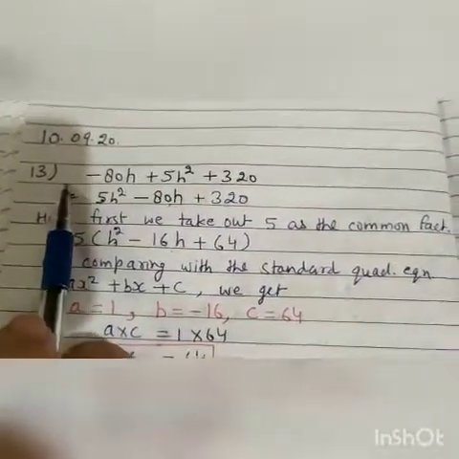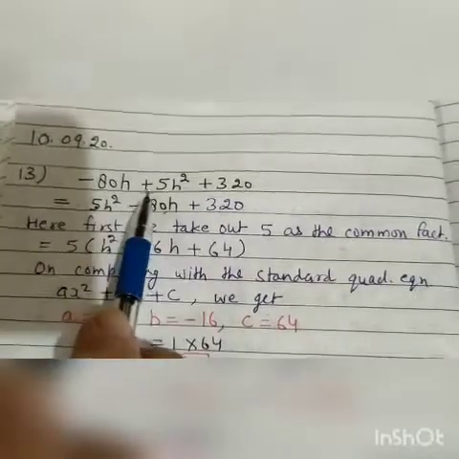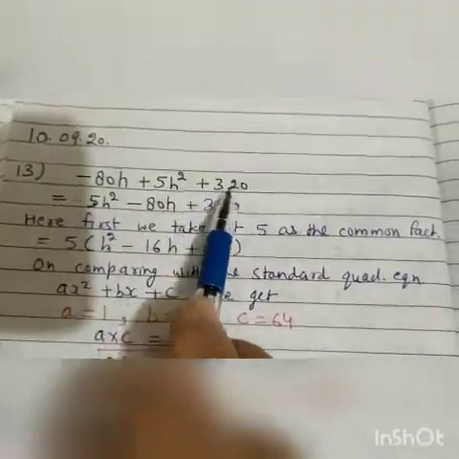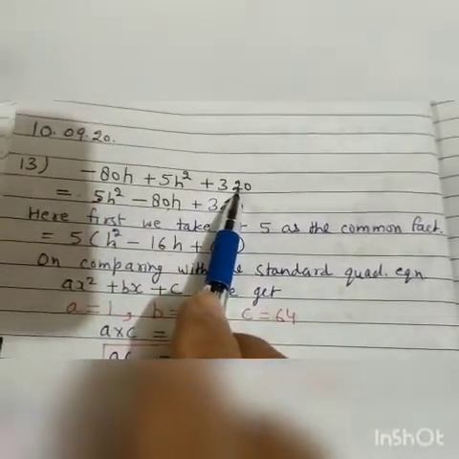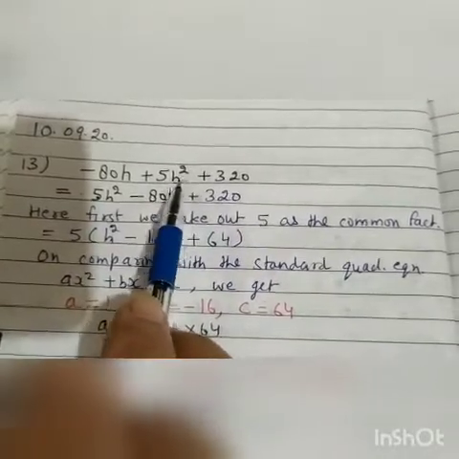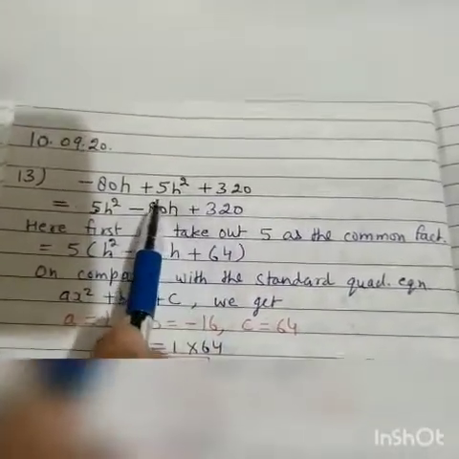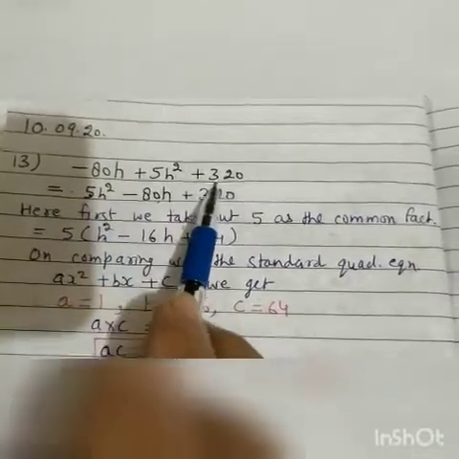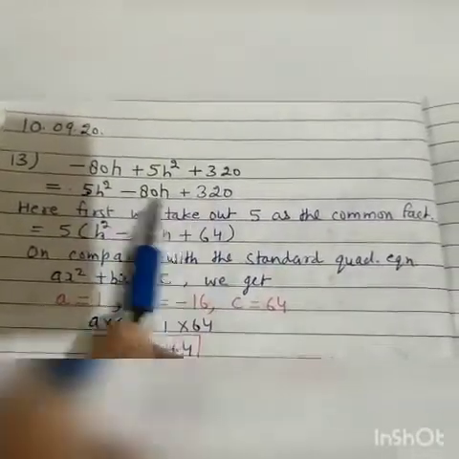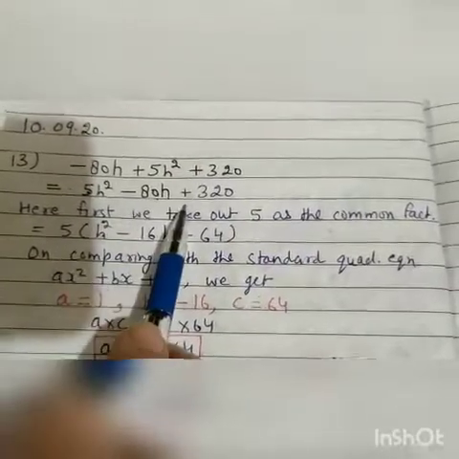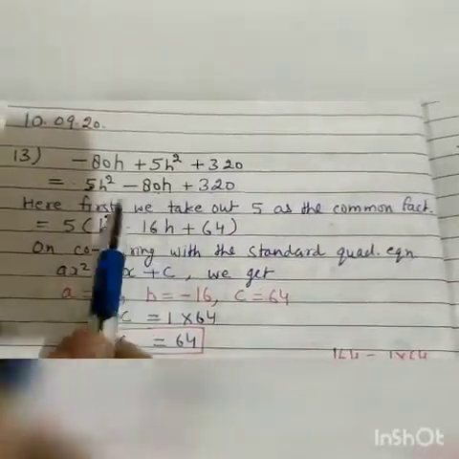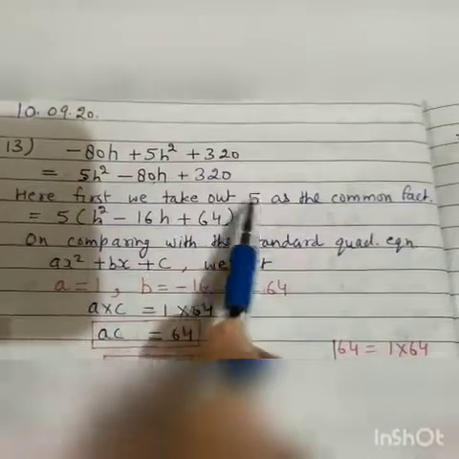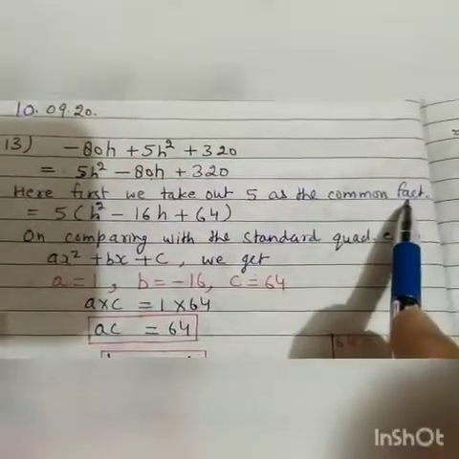Question number 13 is minus 80h plus 5h square plus 320. First we will arrange it in the decreasing power of the variable. So we will write 5h square minus 80h plus 320. See here, we can take 5 as a common factor. So first we take out 5 as the common factor.